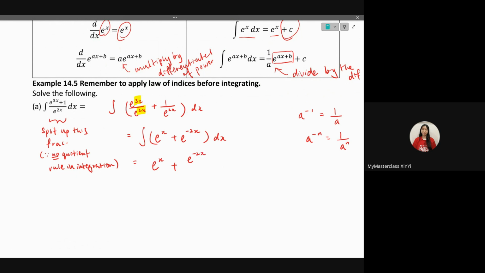Then don't forget to divide by the differentiator of the power. So divide by negative 2. Then don't forget your plus c here as well.